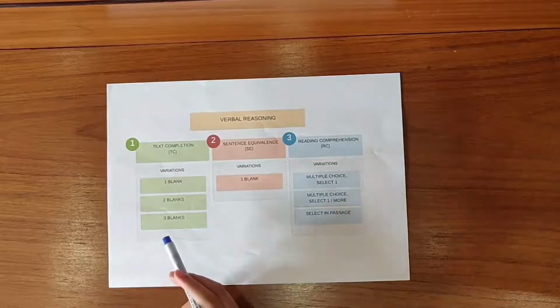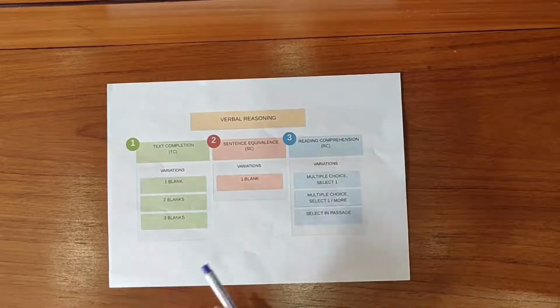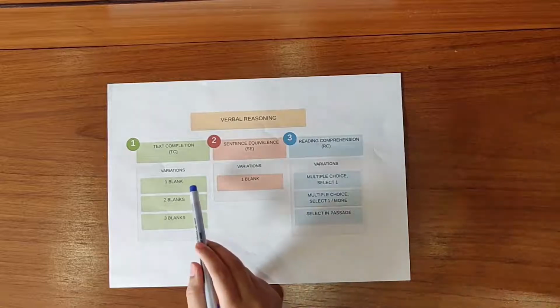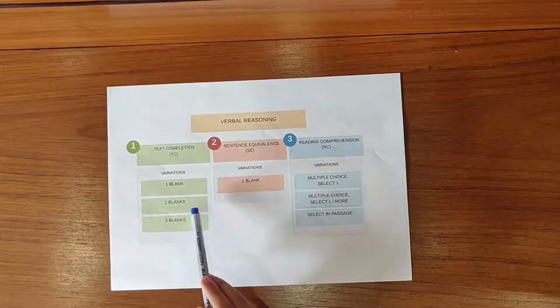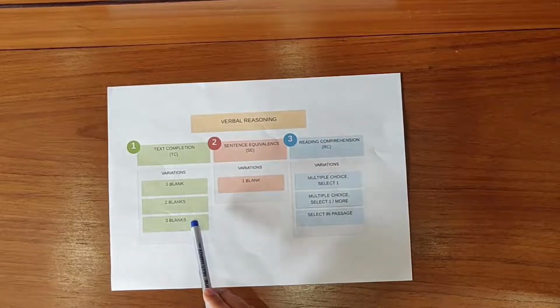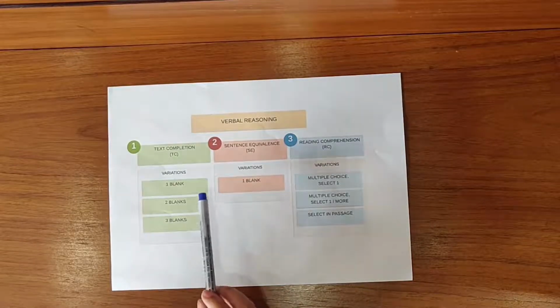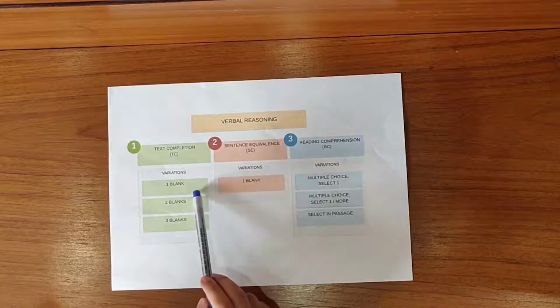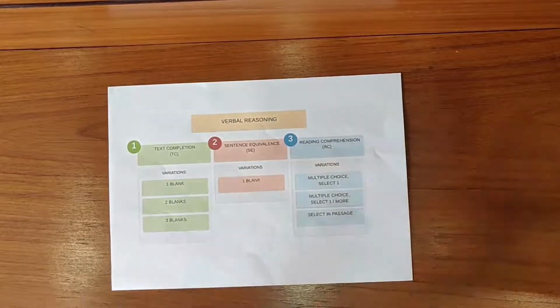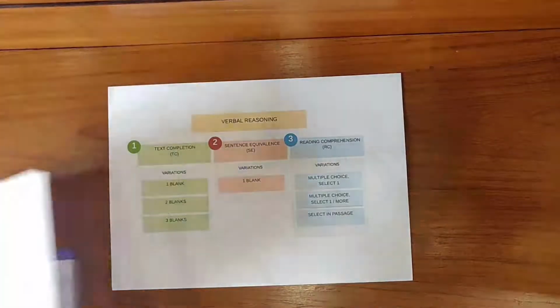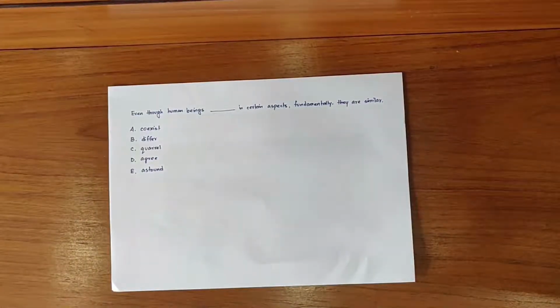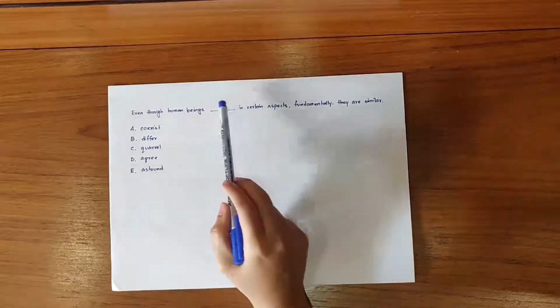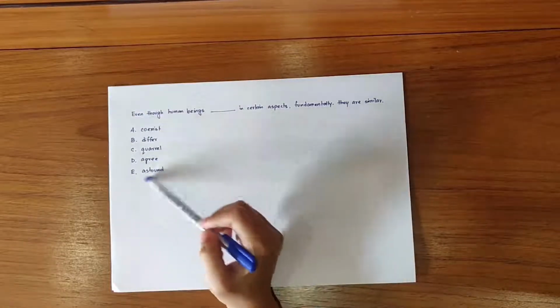There are 3 variations of text completion. There's a 1 blank TC, there's 2 blanks, and there are 3 blank TCs. For the first variation, there are usually 5 options for 1 blank. Let's see an example. So this is a 1 blank TC, and as we can see, there are 5 options for this blank.